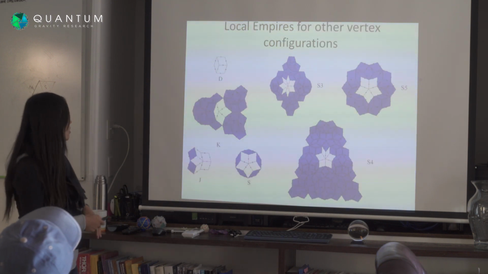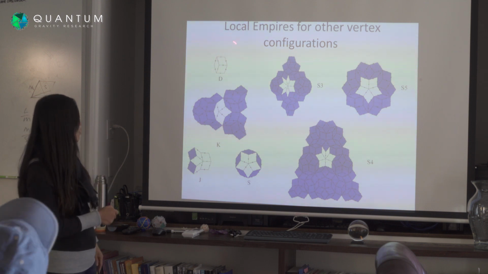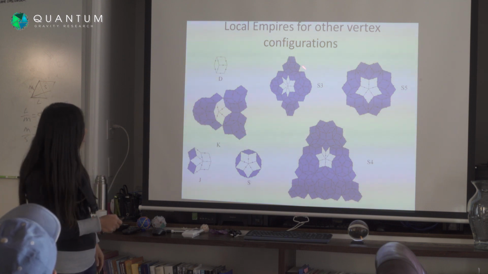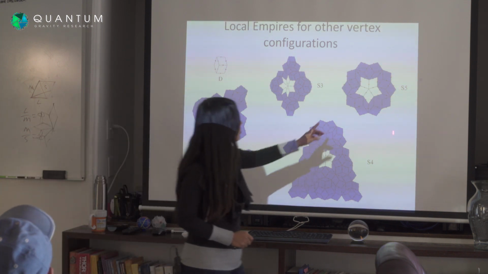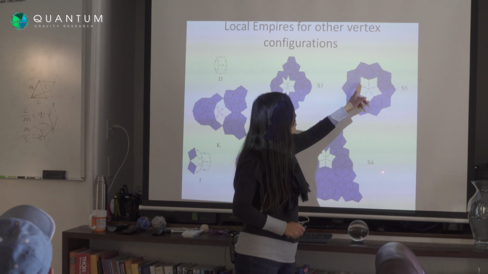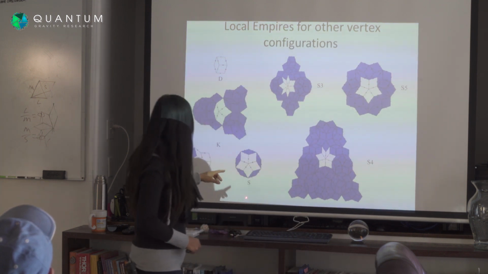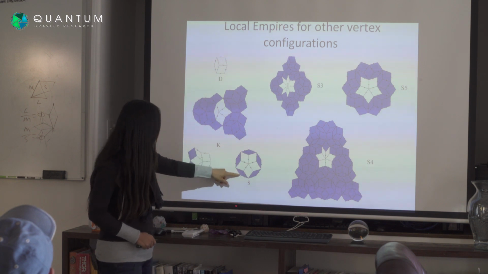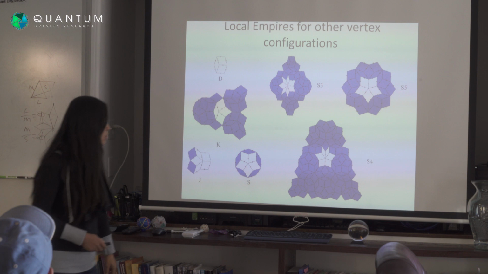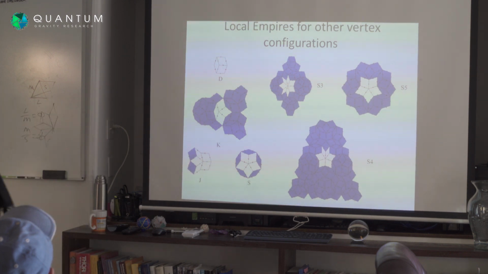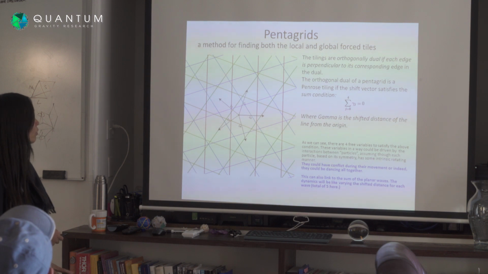Okay, so these are the local empires based on the Penrose matching rules, and for D, nothing. S5 is this, they call it the star, and this S they call the sun. So it's different. And then there's J, K, and S4. So these are the local empires, but how do we build out the global empires?